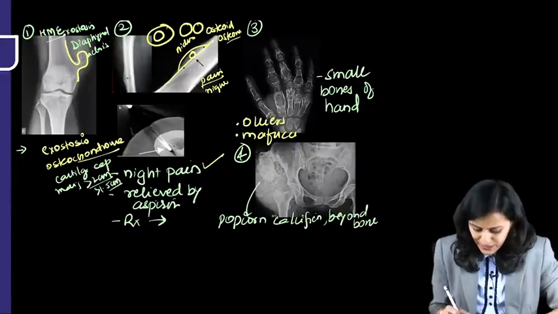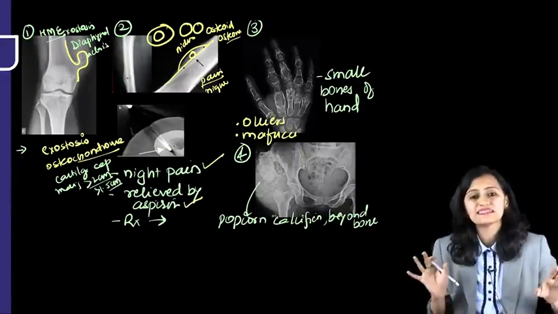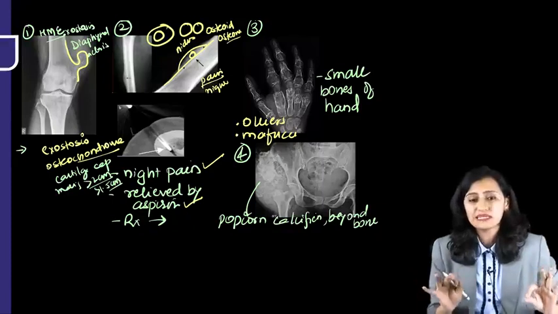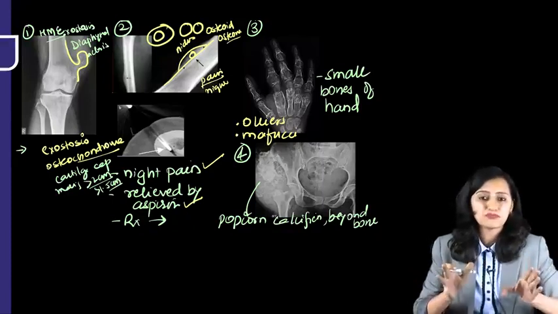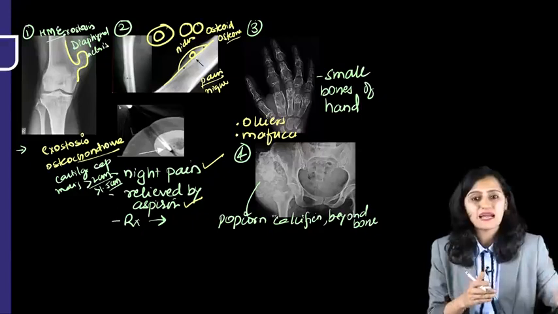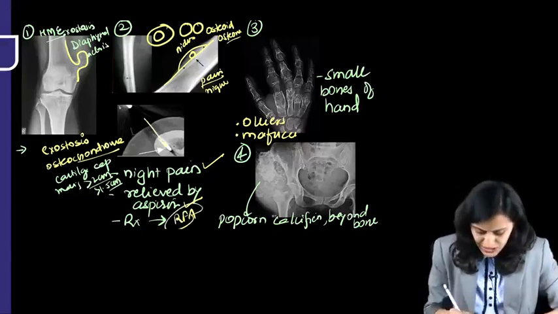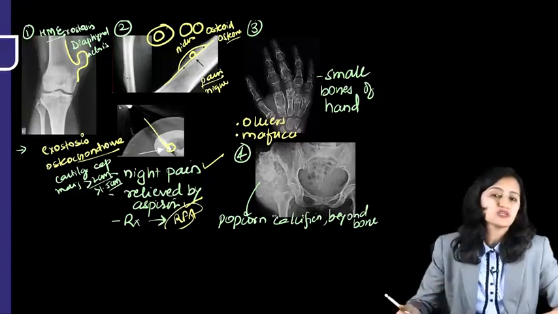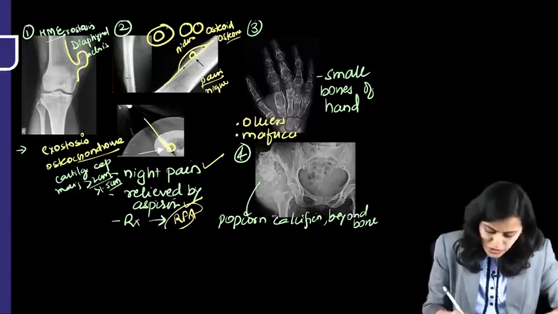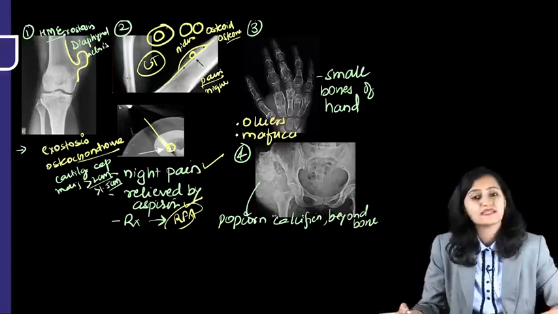Right, so there is night pain relieved by aspirin. That's a classical history here in osteoid osteoma. It is because of the prostaglandins from the nidus, and that is why it is relieved by aspirin. And the treatment here is radiofrequency ablation. We ablate the nidus, which is the cause of the pain. So for osteoid osteoma, the investigation of choice is CT.